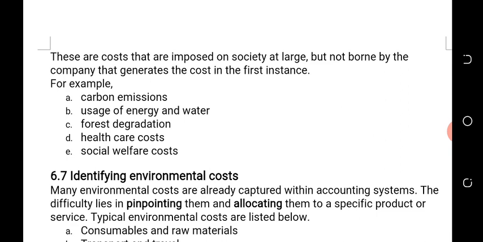For example, the examples are carbon emissions, usage of energy and water, forest degradation, and healthcare costs and social welfare costs.